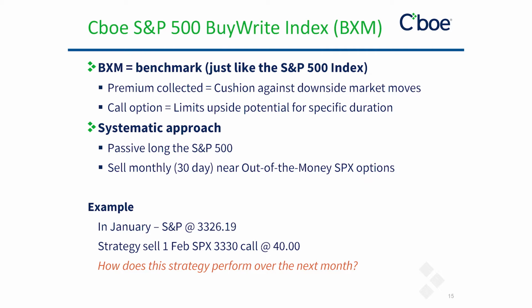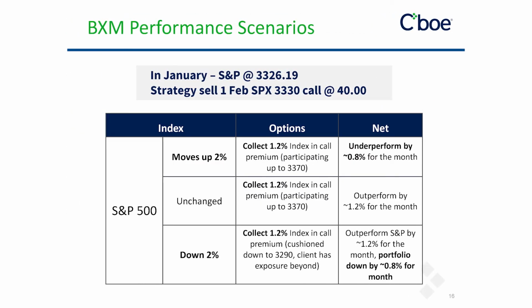How would this hypothetical perform over the next month? 40 points works out to 1.2% of index value. Now let's assume the S&P 500 moves up 2% between January and February options expiration. Since the strategy collected 1.2% of index premium in the call, it will participate up to 3370, which is the short strike, 3330, plus the premium collected, 40 points. In this case, BXM would underperform relative to the S&P 500 by about 0.8% for the month.